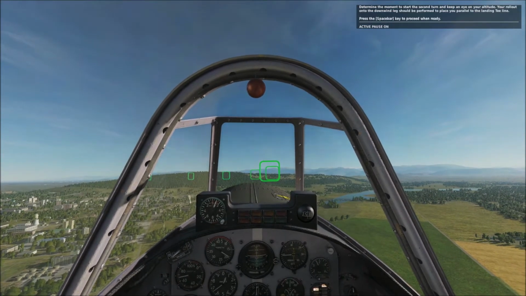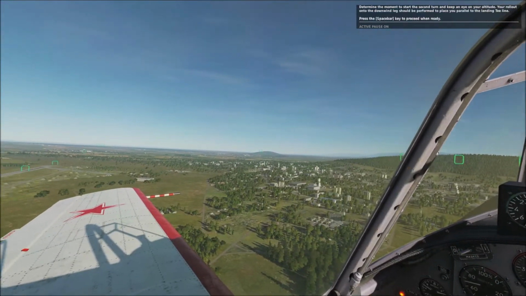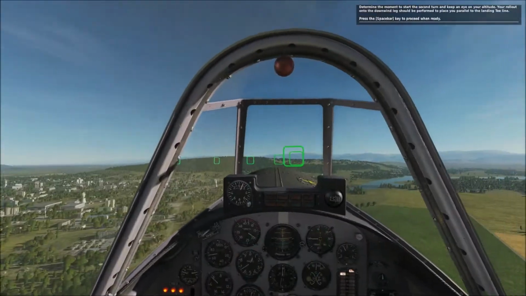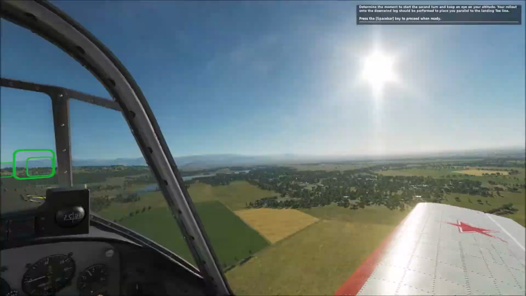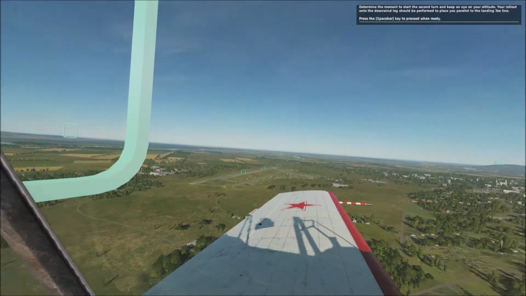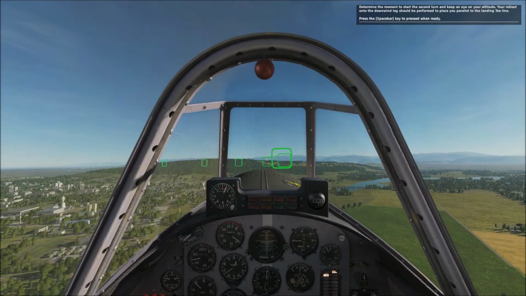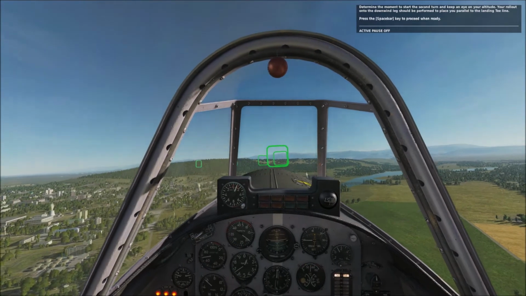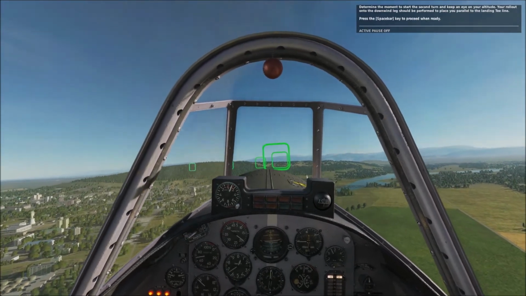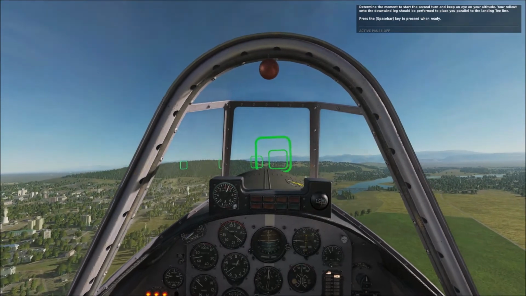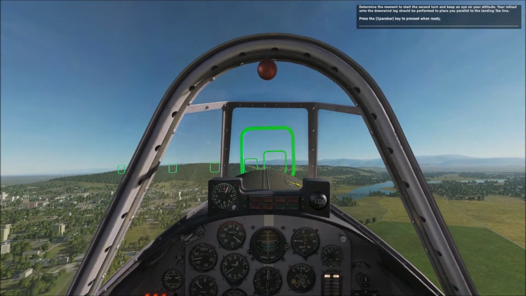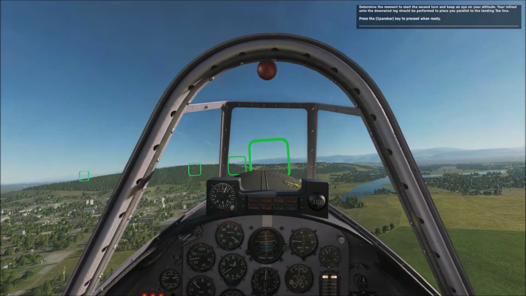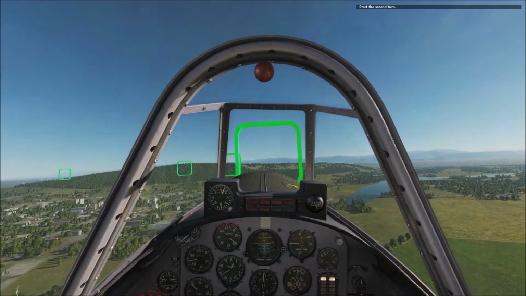Determine the moment to start the second turn and keep an eye on your altitude. Your rollout onto the downwind leg should be performed to place you parallel to the landing T-line. Start the second turn.